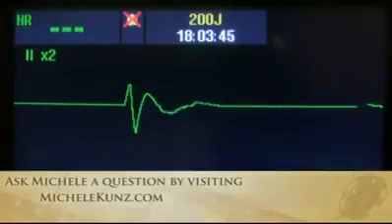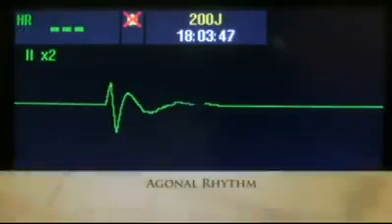This is not a good picture. This is an end-of-life picture. They call this an agonal rhythm.